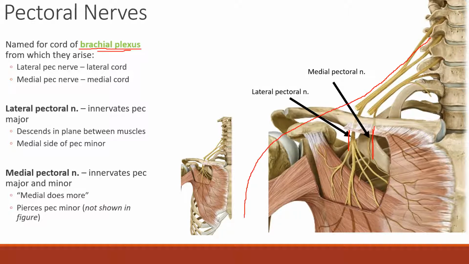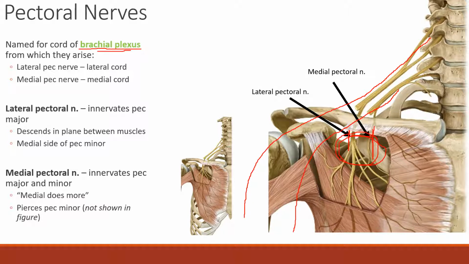The medial cord originates from lower spinal levels, and if we follow it down, it ends up on the medial side of the upper limb. So the pectoral nerves are named for the cord from which they arise. Lateral pectoral nerve from the lateral cord, medial pectoral nerve from the medial cord, regardless of how they're positioned. So as we dissect these nerves in the pectoral region, they might not appear to be in the medial or lateral position. But if we trace them back to the cord from which they arise, their names will make sense.